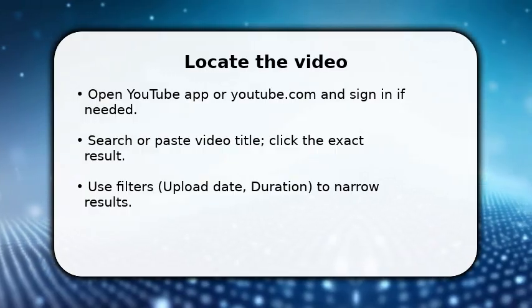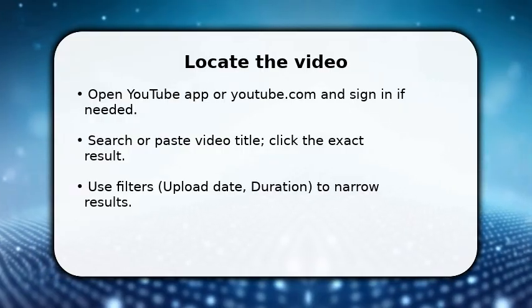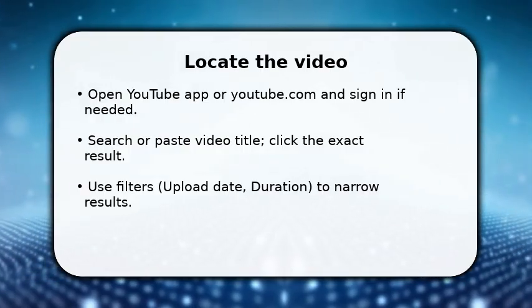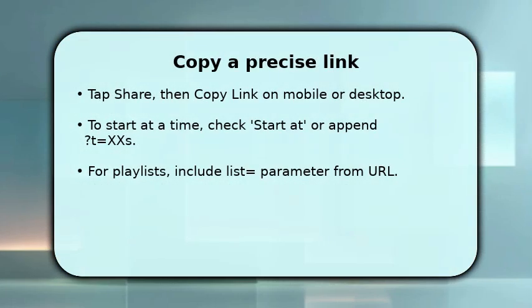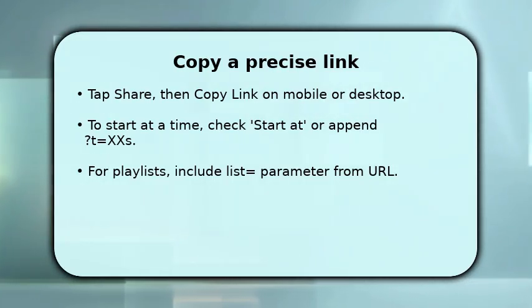Now that the correct video is open, prepare to extract the shareable URL with the next actions. Once the video is open, tap Share and choose Copy Link on mobile or desktop. That gives the canonical URL. If you need the clip to start at a specific second, click Share, check Start at, then Copy or Append. T equals 90s for 1 minute 30 seconds to the end of the URL.